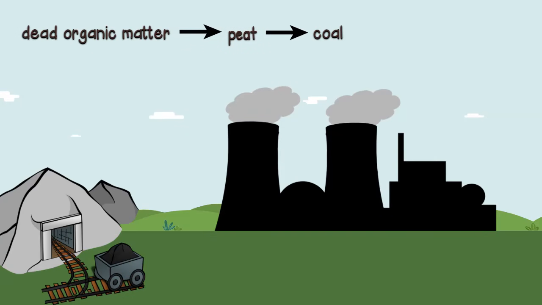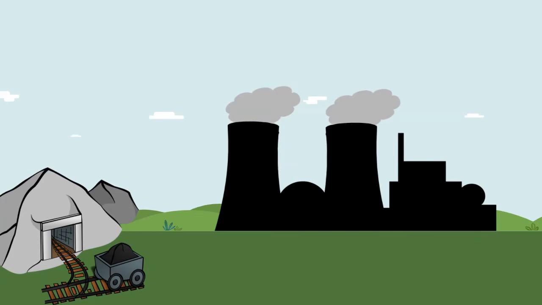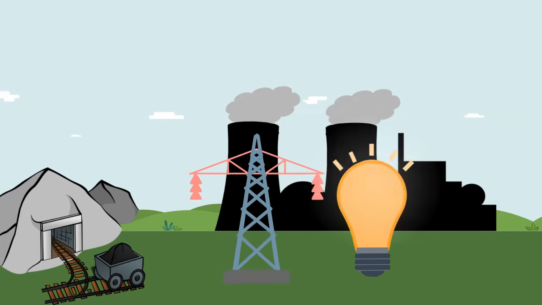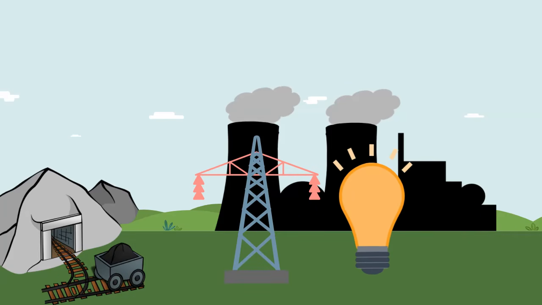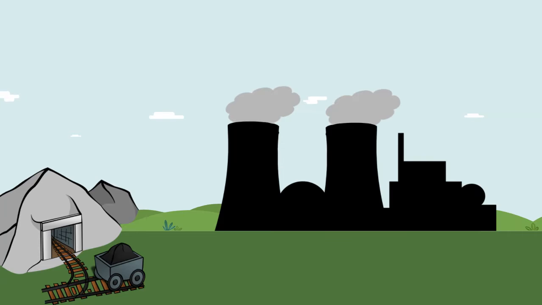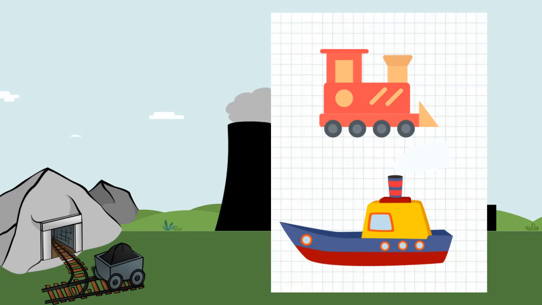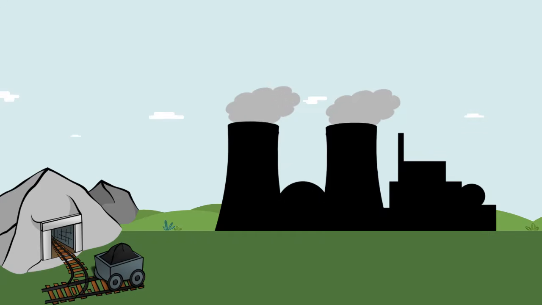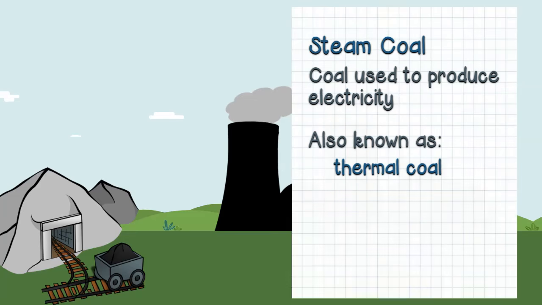Coal is formed when dead plant matter is turned into peat. Peat is converted to coal by the application of heat and pressure over millions of years. Currently, the main function of coal, when it comes to energy, is to produce electricity. However, historically coal was used to power steam locomotive engines, steamboats, and even automobiles. Coal used to produce energy or electricity is known as steam coal or thermal coal.